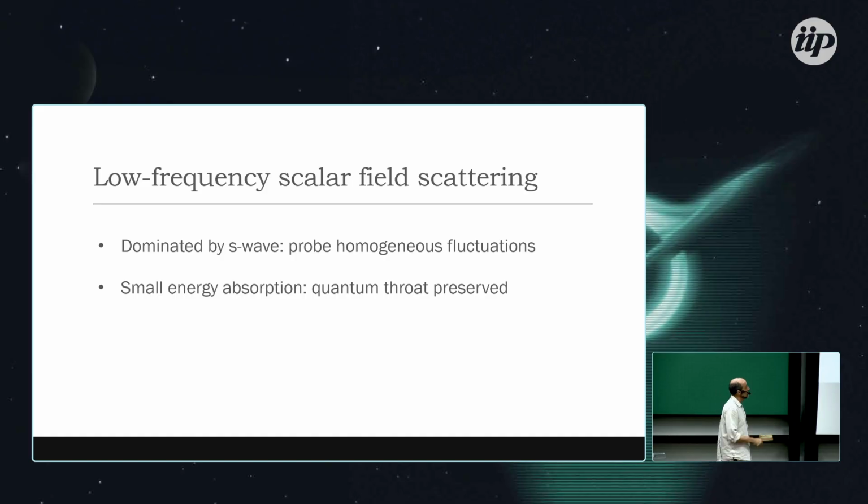So that's good. The S wave massless low frequency scattering is going to probe these homogeneous fluctuations, so it's going to couple to this spherically symmetric mode. And then also, if you go to low enough frequencies, then you have very low energy absorption. So you're going to excite the black hole a little bit, but not too much. It will remain within the quantum regime.